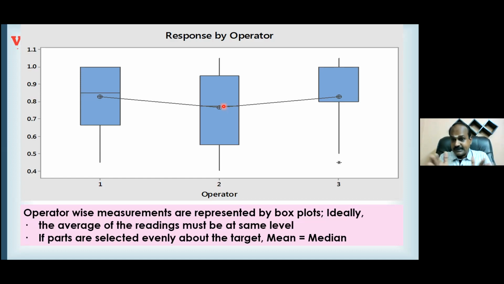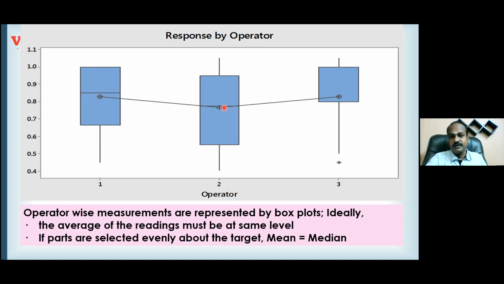Pardon, sir. In box 1, there is a line drawn. What does it depict? The line drawn is the median, and the circle with the cross is the average. Expected is that the median and the average should align in a horizontal line. If the average is not aligning, you can definitely understand operator 2 is measuring something differently from the system.